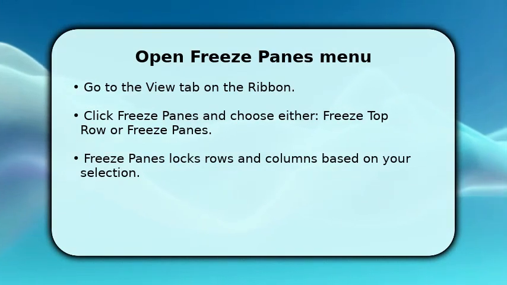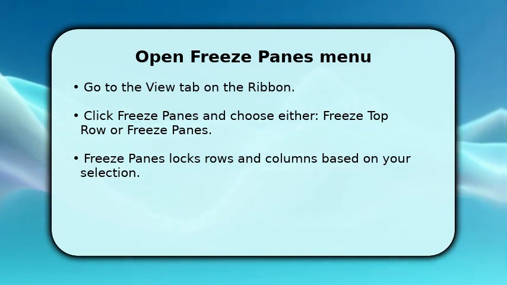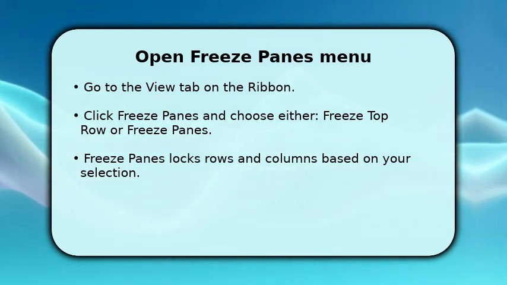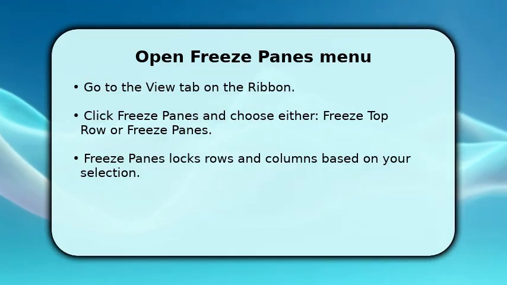Next, go to the View tab on the ribbon and open the Freeze Panes menu. This is where the action happens. If you only want the very top row frozen, choose Freeze Top Row for a one-click result.